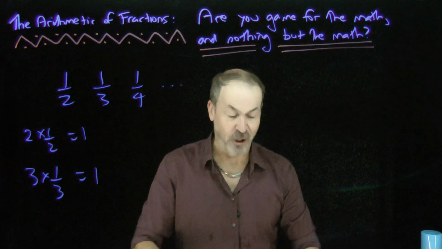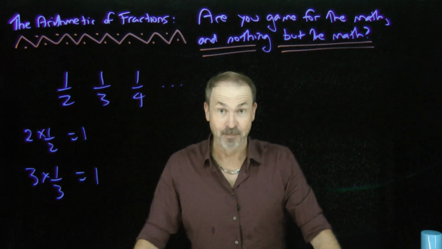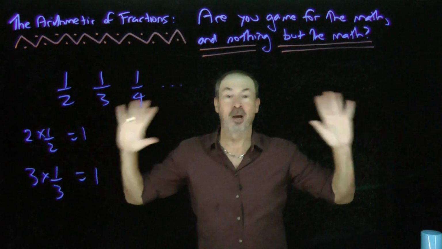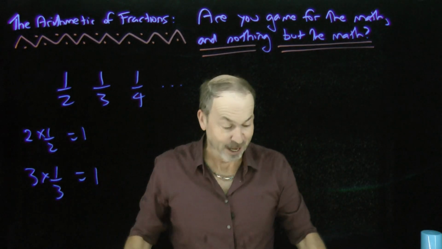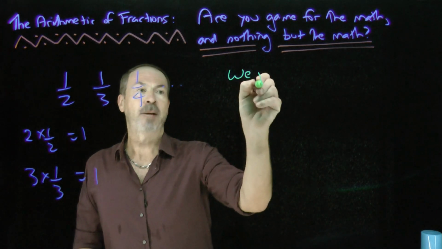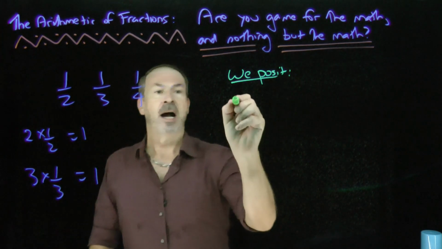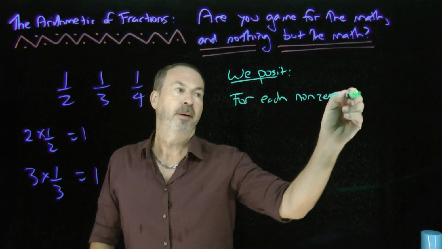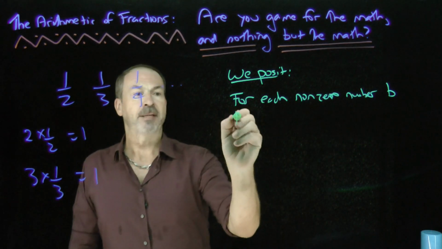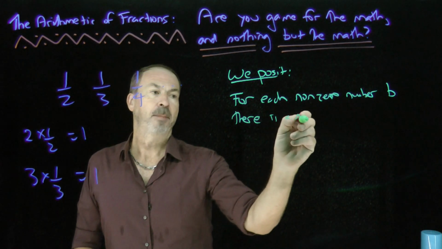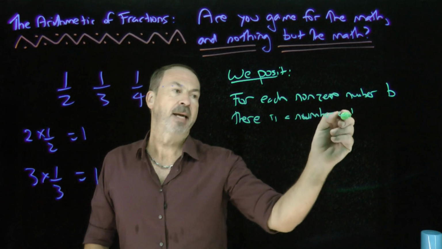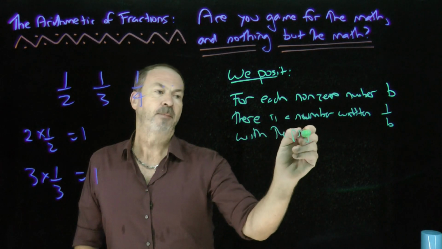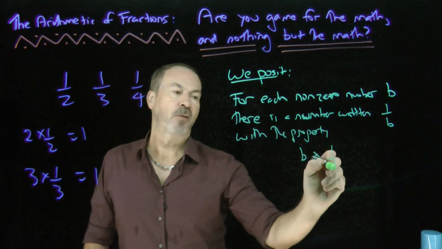Let's posit, as mathematicians, that we can extend our number system, our usual arithmetic system, to include a new type of number, numbers of this form, that still obey all the usual rules of arithmetic. Let me actually write this out. So I'm going to say, we posit, for each non-zero number b, there is a number written as, we'll say, 1 over b, with the property that b times 1 over b equals 1.